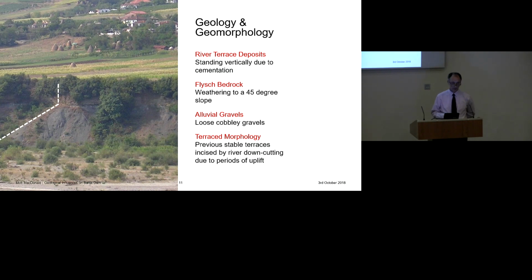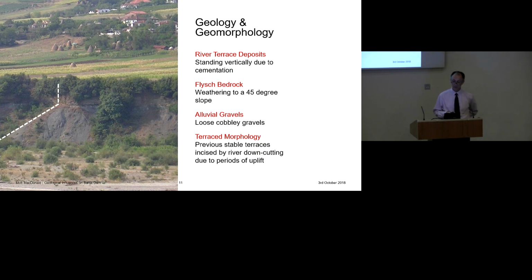The flysch bedrock is not very strong, it's highly weathered, and is very susceptible to erosion by the river. At the bottom of that photograph, you can see the new alluvial material, cobbly gravels being deposited by the river in the new floodplain. And this all shows quite clearly that there have been periods of uplift. At some time, the river would have been cutting a platform in the flysch at this level, and has deposited a thickness of gravels over a period of time, over quite a wide river valley.